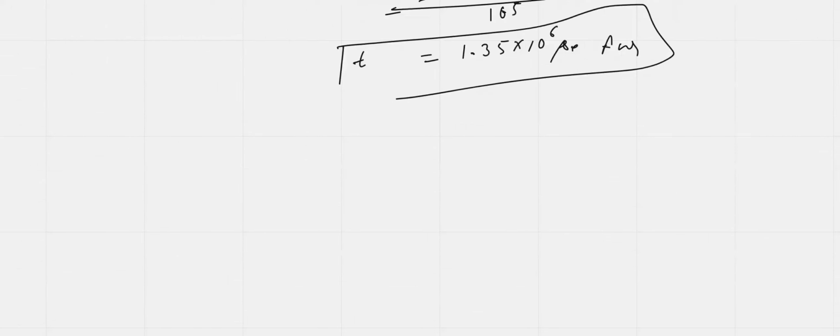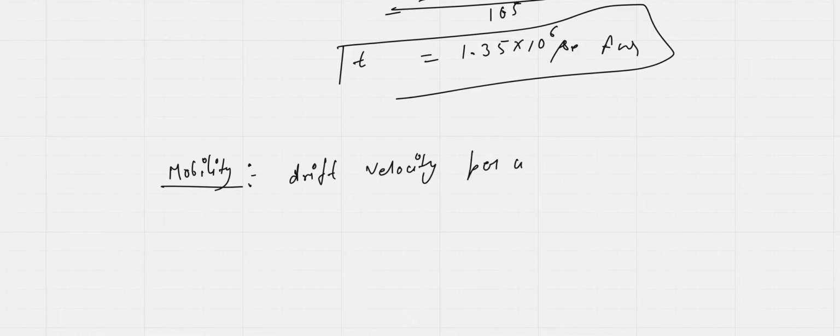Yeah, one more concept is there, that is mobility. Mobility is nothing but how active your electron is. So I can simply say that it is nothing but drift velocity per unit electric field. A small formula is there, okay?